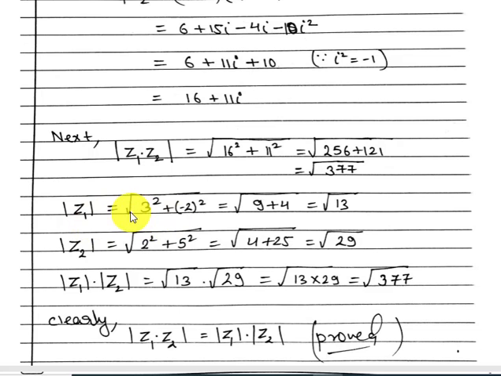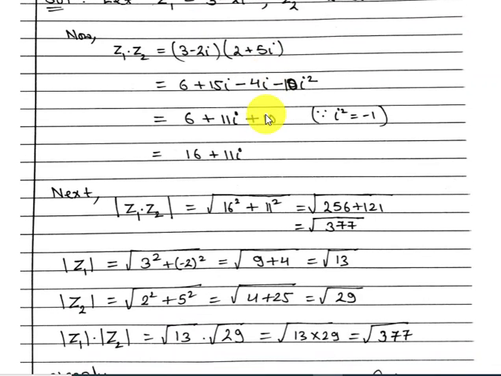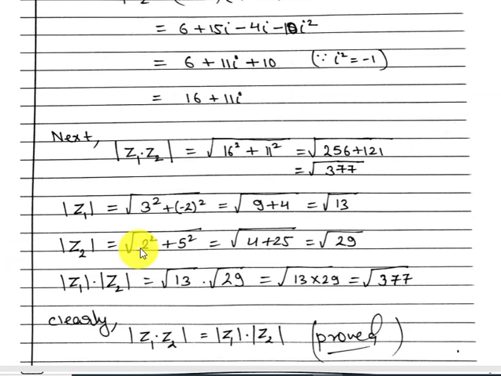So this is done. Now find modulus of z1 separately. So you will get square root of a square plus b square, okay, z1. So here this is z1, so a is 3, b is minus 2. So put these values, substitute these values, and you will get square root of 9 plus 4, that is equal to square root 13. Okay, then modulus of z2. Okay, so let's see the z2. So here for the z2, a is 2, b is 5. So modulus will be square root of 2 square plus 5 square, 4 plus 25, square root 29.